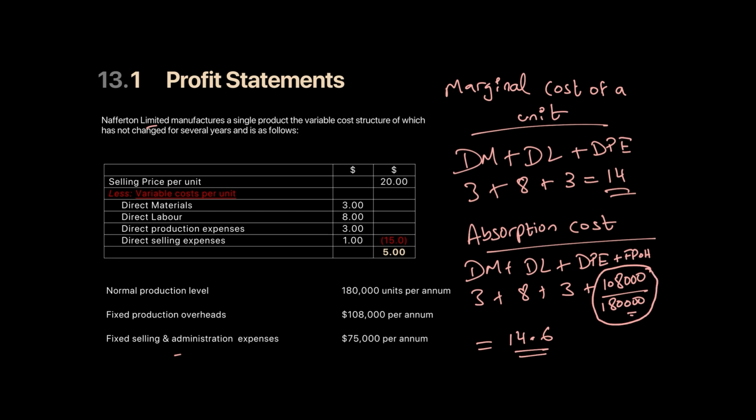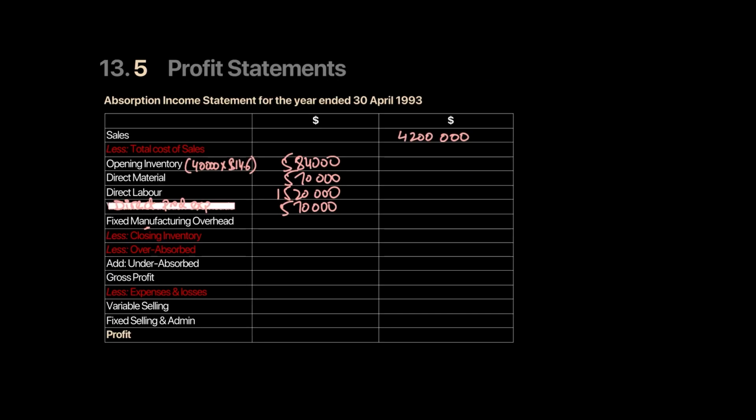So I calculated this to be 108,000 divided by 180,000. This was 0.6 per unit. So under absorption costing, we said that the fixed production overhead per unit should be 0.6. And this year we made 190,000 units. All right, that's the number of units produced. So if you calculate this, you should get 114,000. That's your fixed manufacturing overhead or fixed production overhead. So I can write this down, 114,000.